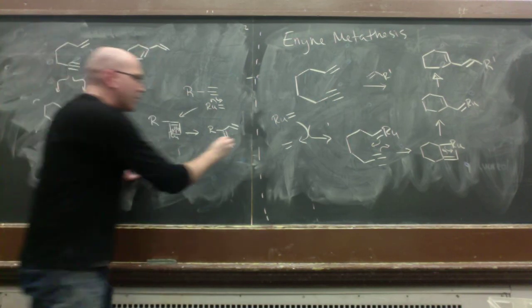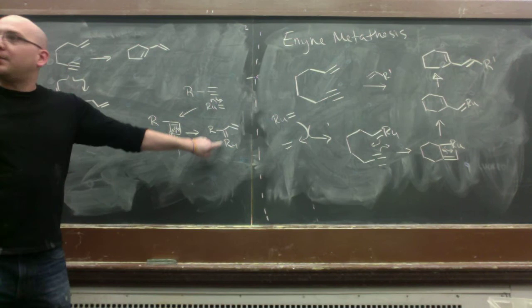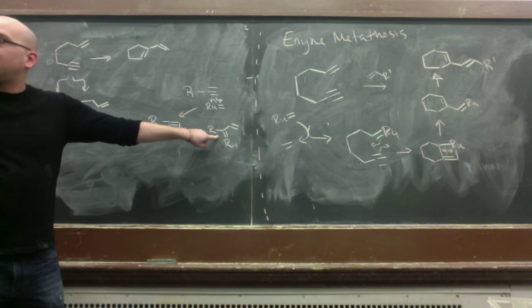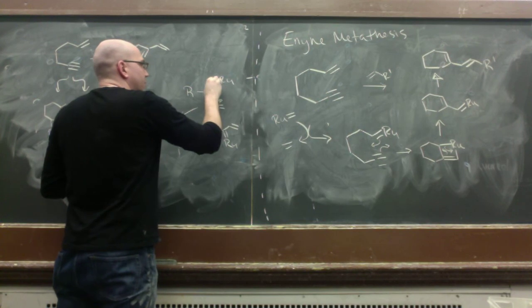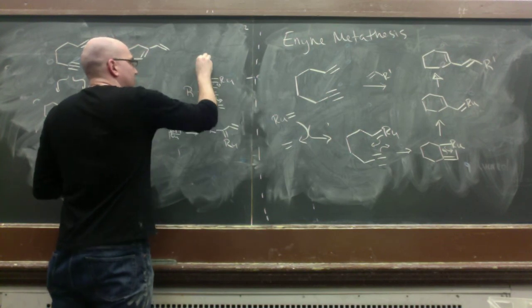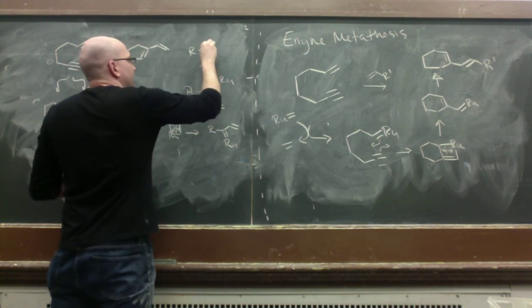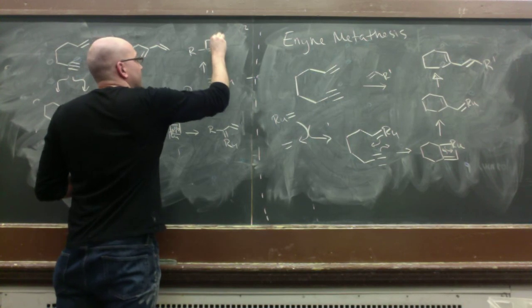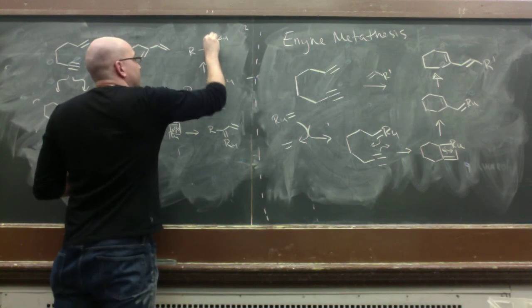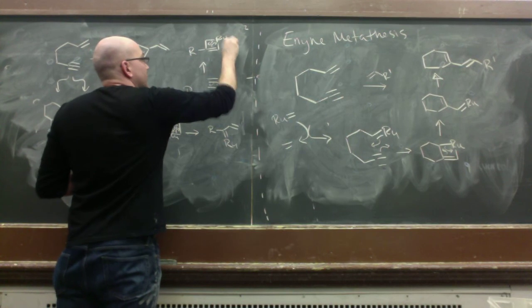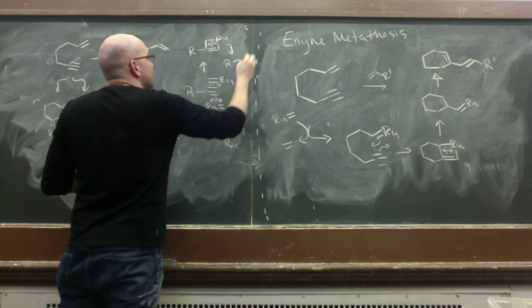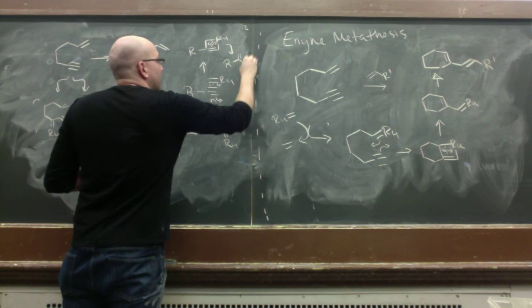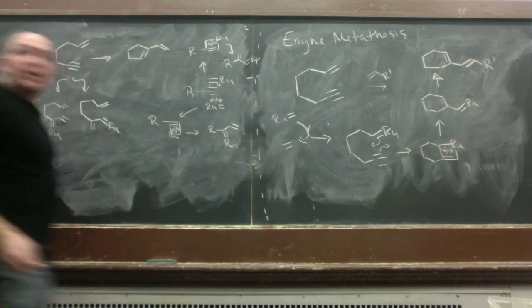So if the ruthenium goes to this carbon, you're going to get the molecule where the ruthenium's on the same bond as the R group. If it goes the other direction, you're going to get the opposite, right? So if you do the 2+2 here, followed by retro 2+2, now you're going to get that molecule there, right?